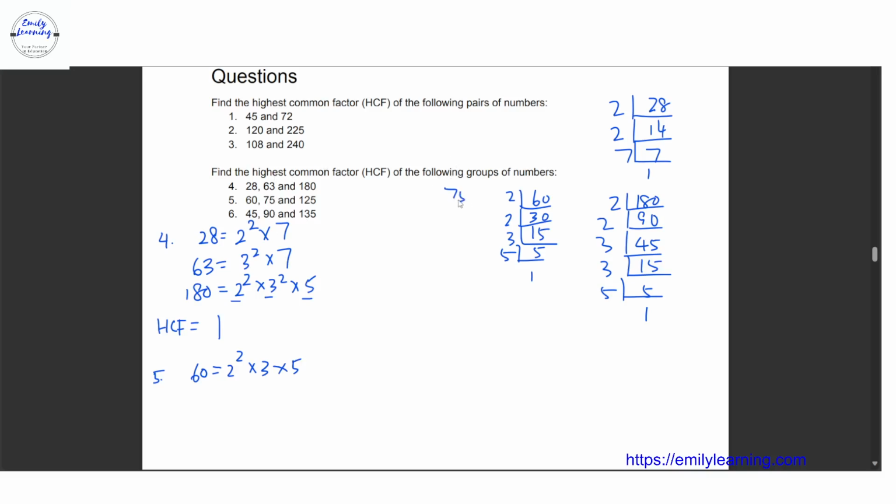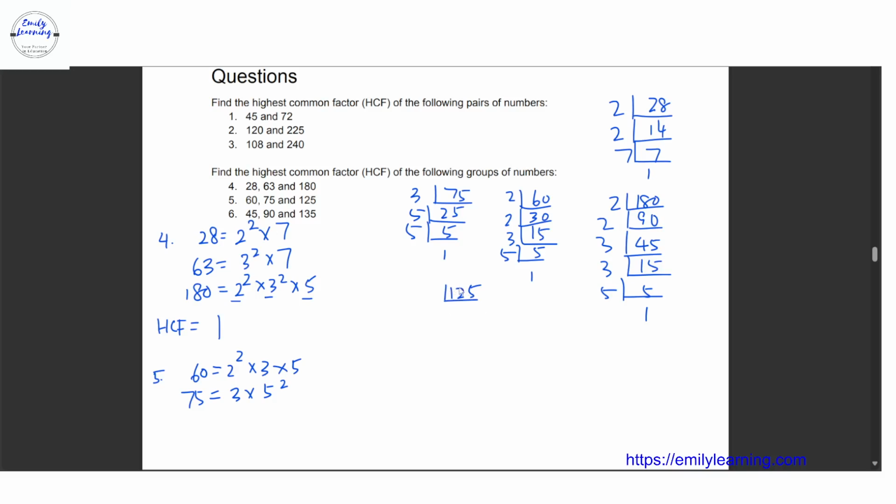Next, 75 is an odd number, so it cannot be divided by 2. So now I'll divide it by 3, so I get 25. 25 divided by 5, I get 5. 5 divided by 5, I get 1. So in other words, 75 is equal to 3 times 5 squared. Next, let's move on to 125.